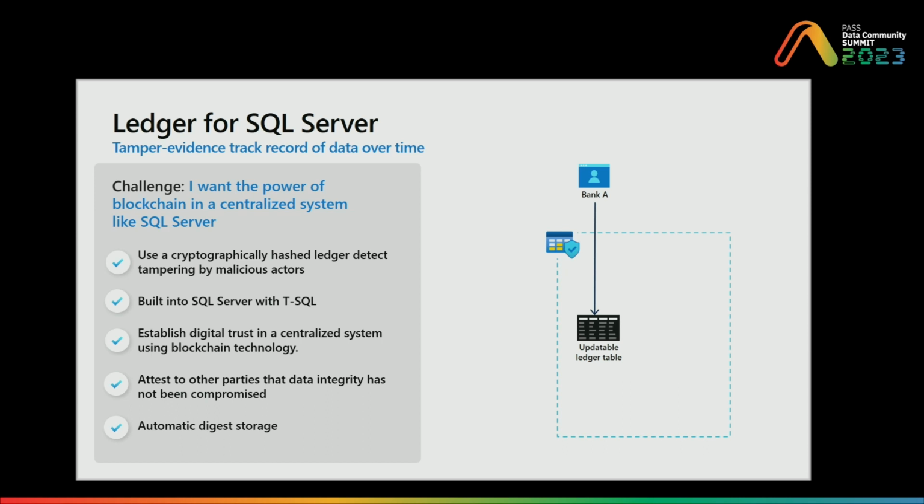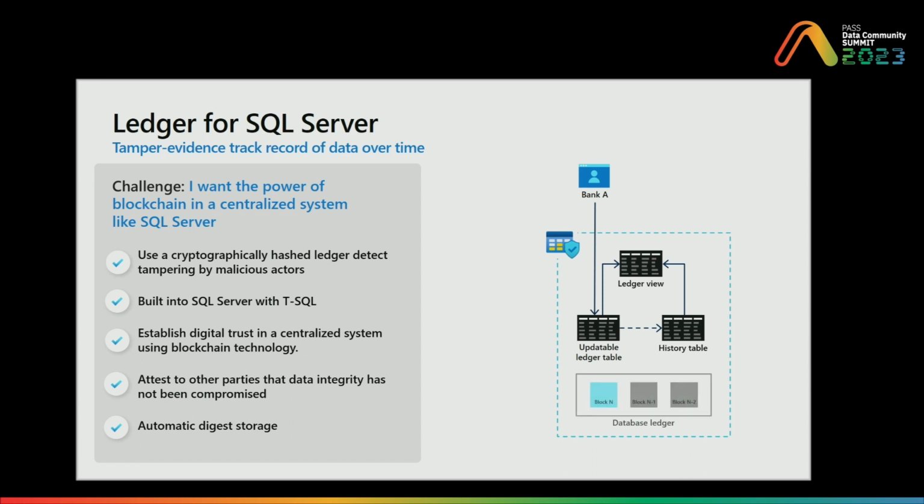So here in this example, I'm creating an updatable table, and automatically I'm getting the history for that table. And then we give you what we call a ledger view, so you can see a holistic view of your data and do not have to switch between the historical view and the current view.